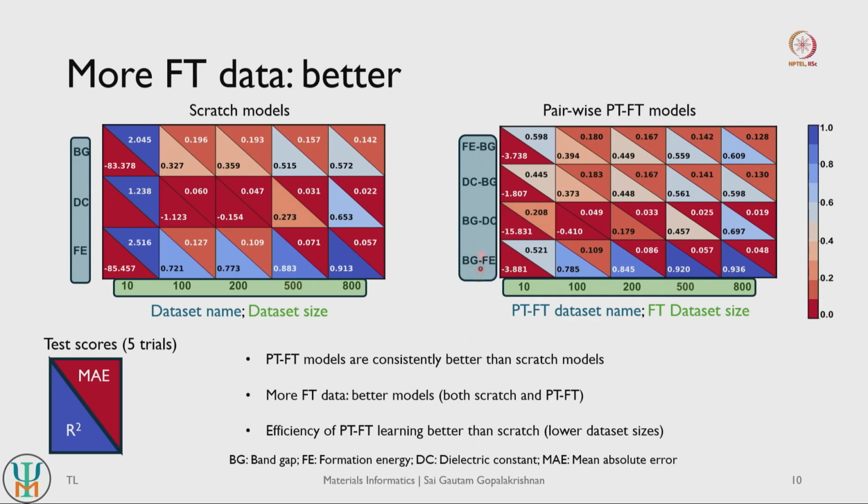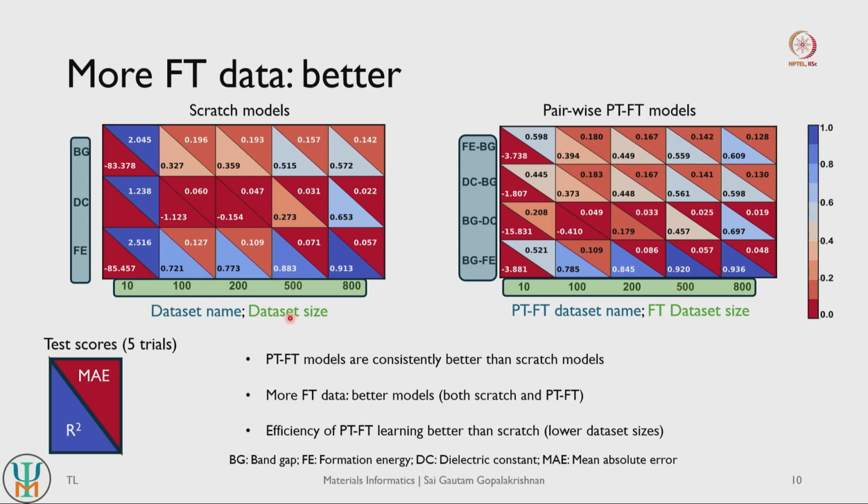Okay. Let us now look at the influence of data set size. The first thing you can look at is how fine tuning data set size actually influences performance. So we looked at the performance of both scratch models and also pairwise pre-trained fine tuned models. Both graphs use similar notations, but let me go through the notations here. The y-axis indicates your target data set. For the Scratch model, this is computational band gap, this is dielectric constant, this is formation energy. The x-axis indicates your data set size.